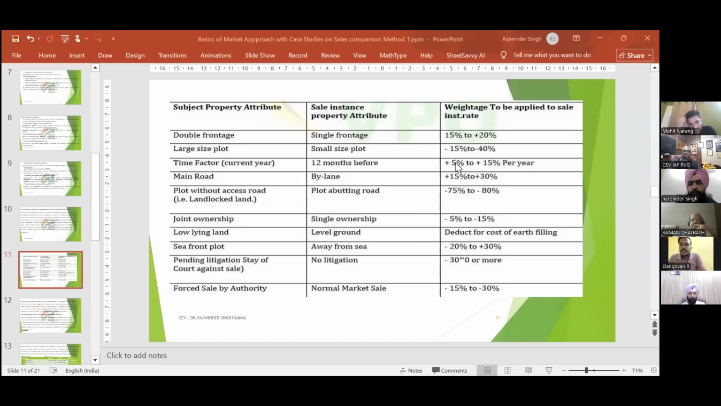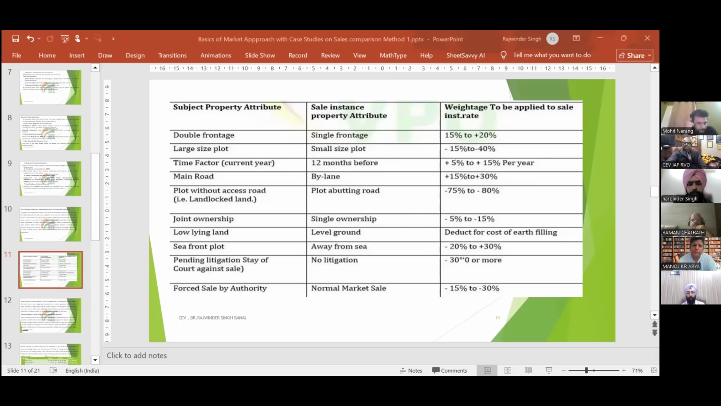Similarly, time factor. Here we are doing valuation as on today. This property was sold 1 year ago. Had this property been sold today, it would have a higher value. Is it not? So will we apply positive or negative weightage? Positive. We will apply positive weightage of plus 5 to 15%. This is how this weightage is done.